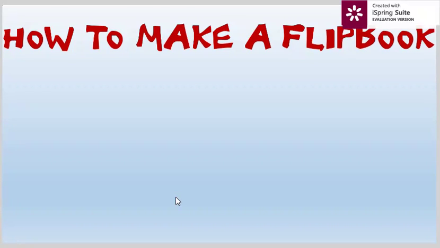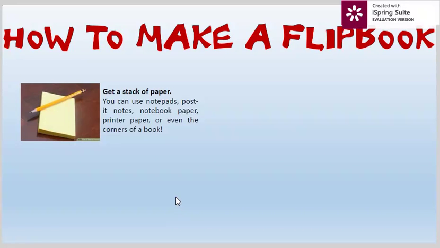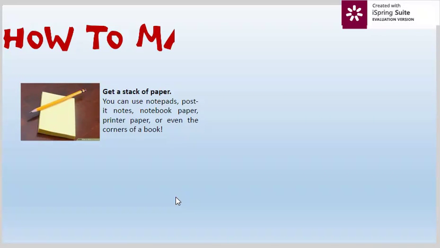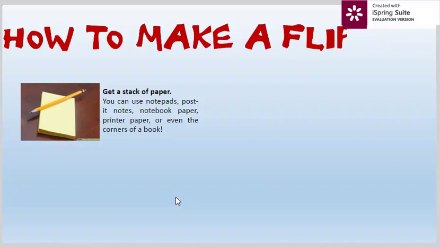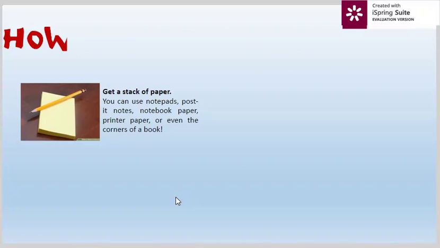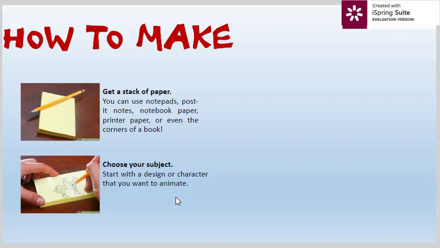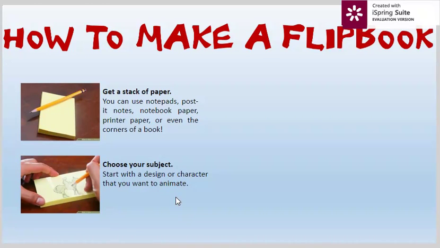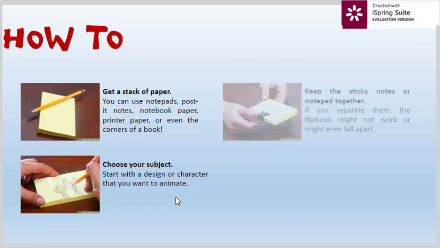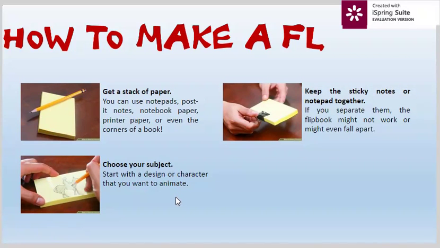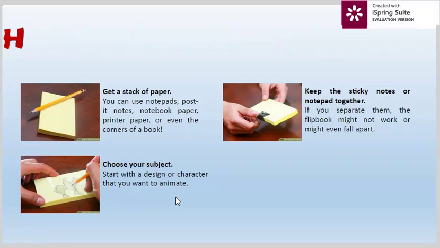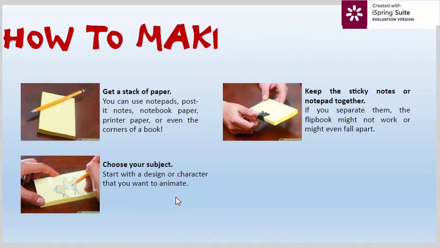How to make a flipbook? First, get a stack of paper. You can use a notepad, post-it notes, notebook paper, printer paper, or even the corner of a book. Second, choose your subject. Start with a design or character that you want to animate. Third, keep the sticky note or notepad together. If you separate them, the flipbook might not work or might even fall apart.